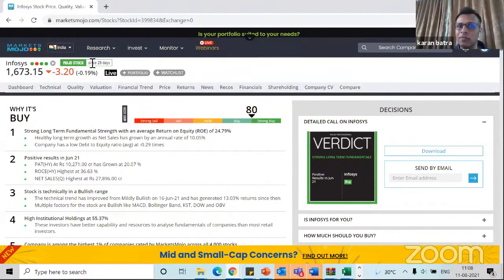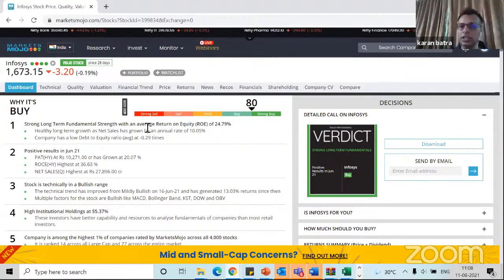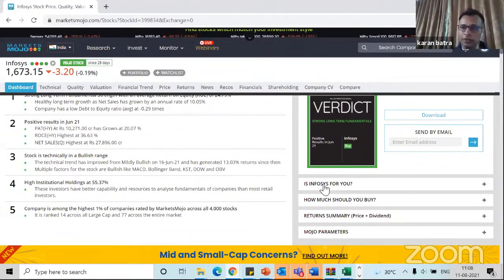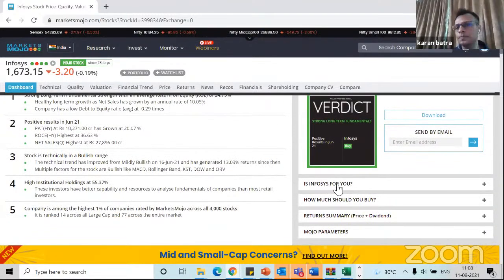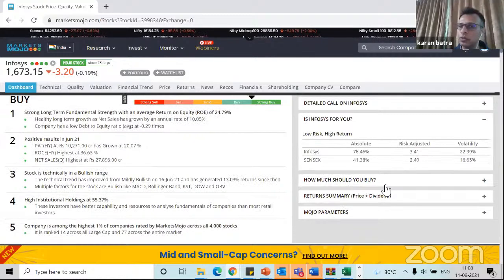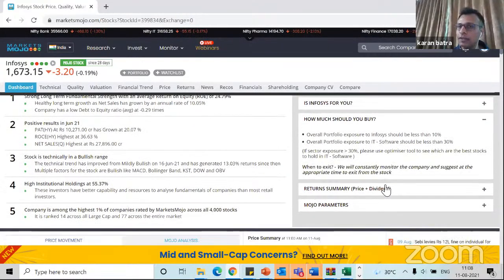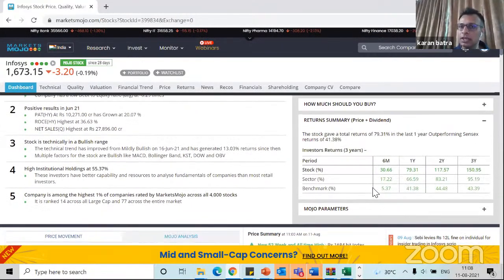This tag that you see of Mojo stocks, so Mojo stocks are top rated stocks. I'll cover them later also. But for whichever companies are Mojo stocks, you'll see some key decision-making points. Verdict is a real-time research report. We'll cover the research report also in the next segment. Is the stock for you? What is the risk and return profile of the stock? If you're looking to invest, how much you should buy, the returns the stock has given, and the Mojo parameters.